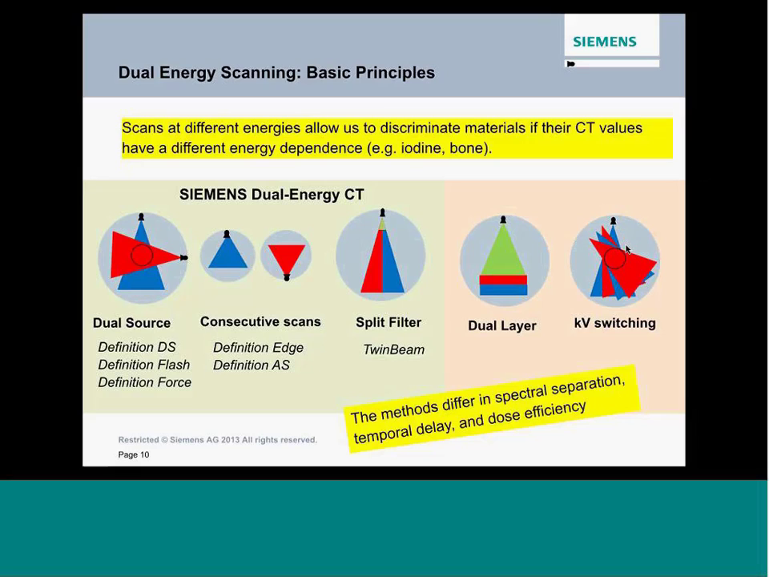You have one source, one detector, and it rapidly goes between a high energy and a low energy. The typical traditional high energy and low energy is 140 kVp and 80 kVp. That's changed a little for the Siemens, but just keep that in mind, 140 kVp, 80 kVp.